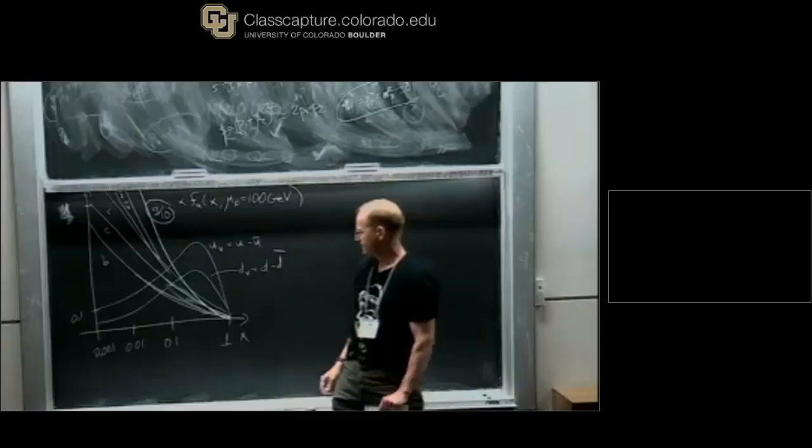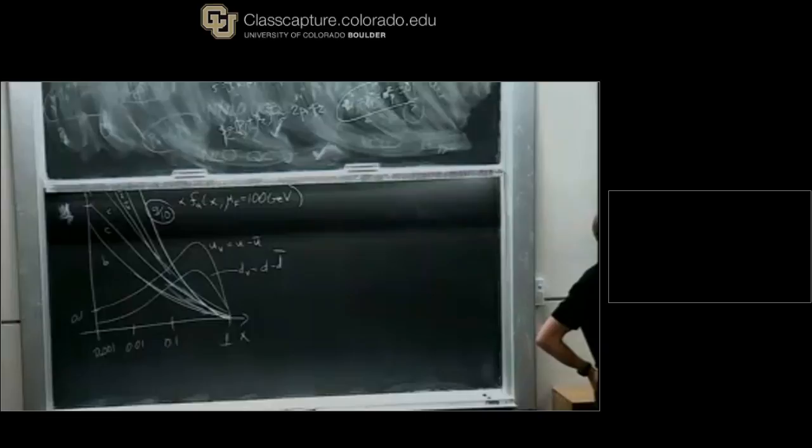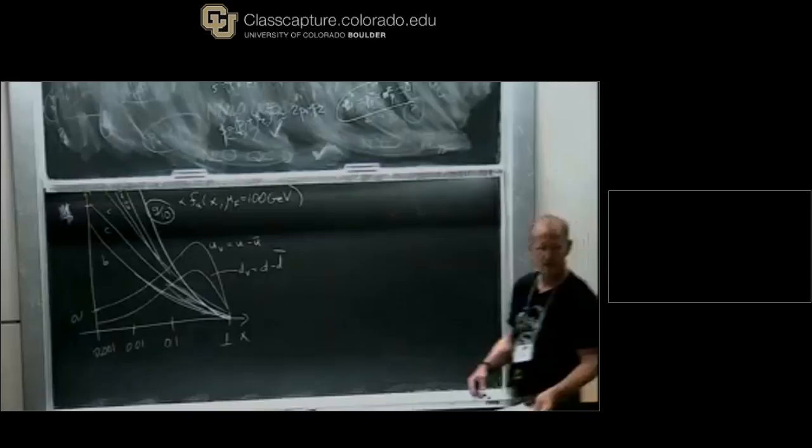So now I'm pretty close. I'm at the end. So I think it's a good time to stop. And tomorrow I'll go through the structure of these infrared divergences and how they cancel. And then we'll just sketch out the NLO and move on to other things. So that's all for today, unless there are questions.